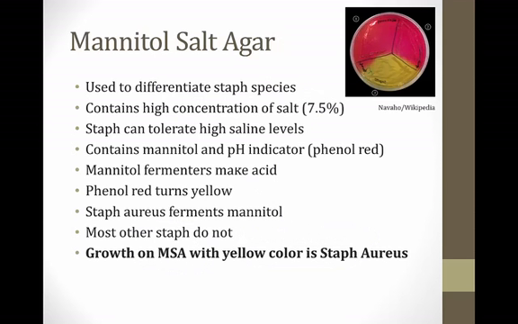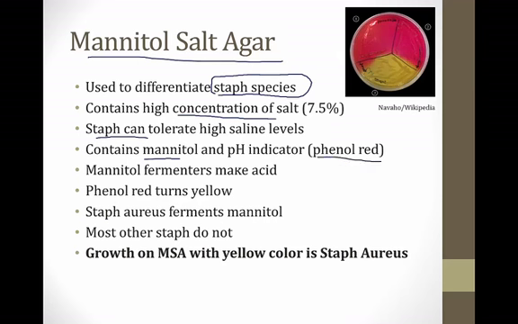The last bacterial identification test I'll mention before moving on to gram-negatives is that of mannitol salt agar, and this is used to differentiate staph species, so it's used to separate staph into Staph aureus and other staph. So this medium contains a high concentration of salt, and staph can tolerate these high saline levels. It also contains mannitol and a pH indicator called phenol red. Now mannitol fermenters like Staph aureus make acid, and the acid changes the phenol red to yellow. So Staph aureus ferments the mannitol, but other staph do not.